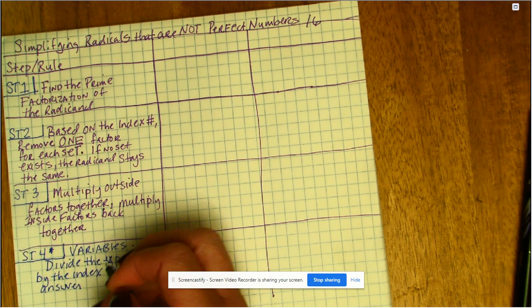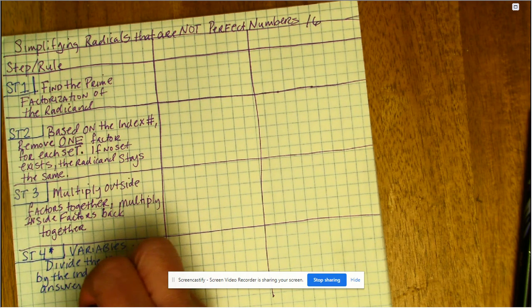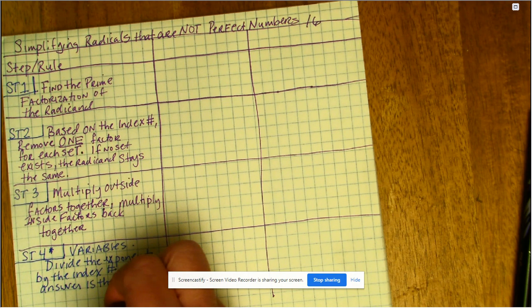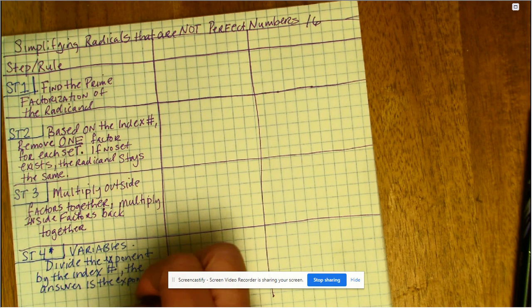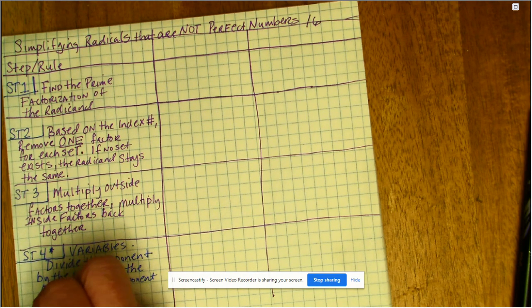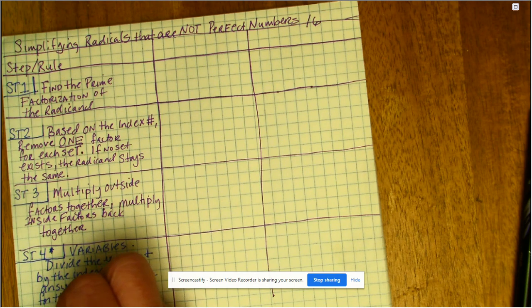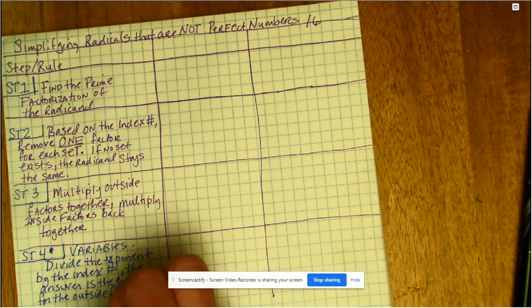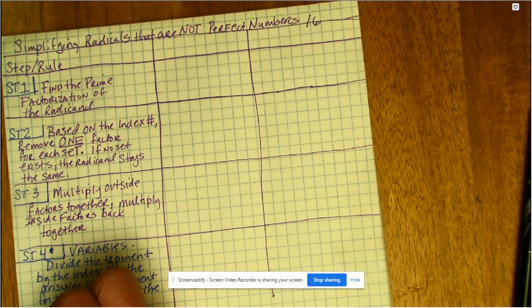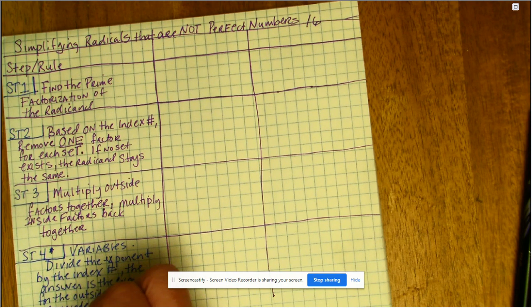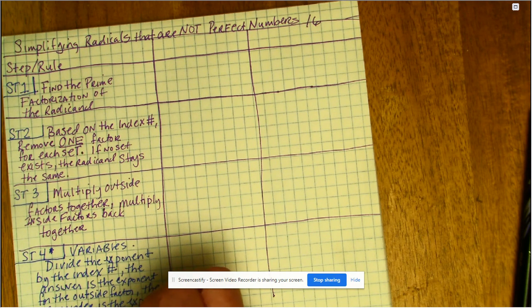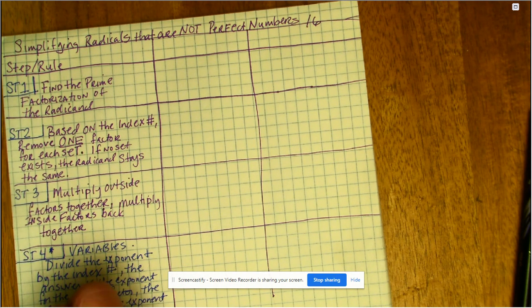The answer is the exponent for the outside factor. The remainder is the exponent for the inside factor.